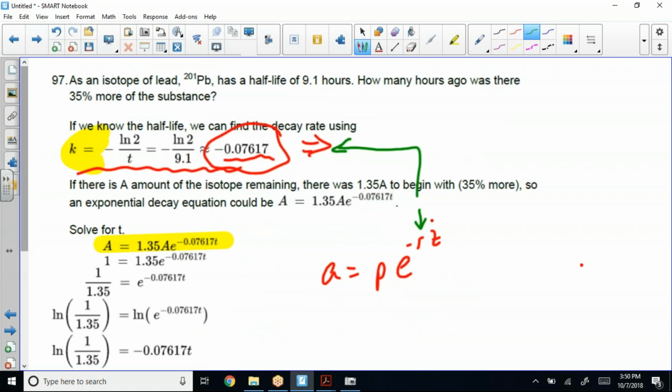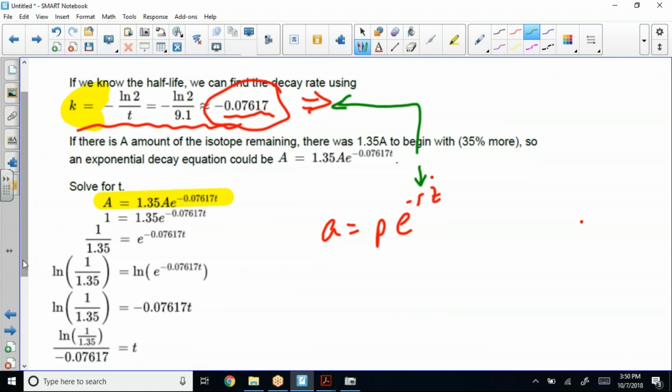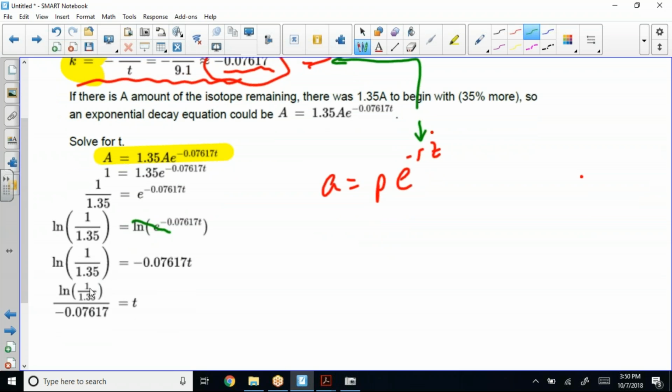We're going to get to the same thing, except they're putting 1.35, meaning 35% more than what they had to begin with. And then 1 divided by that, that's the same as what we were doing before. But they took the natural log of it. The reason they took the natural log of it is to make this e cancel, right? And that's what happened here. So natural log of 1.35 divided by the rate equals time.